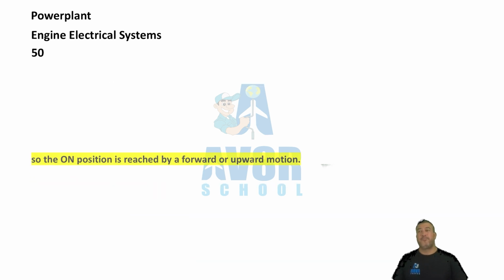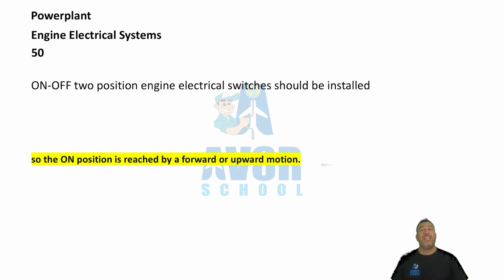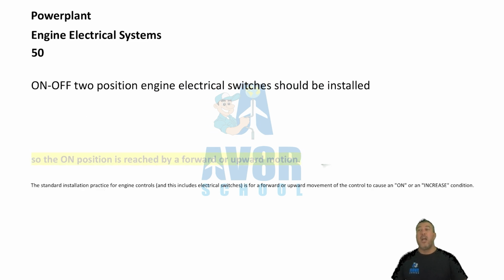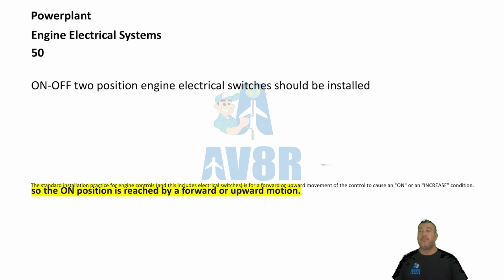Number 50. The on position is reached by a forward or upward motion. On-off two-position engine electrical switches should be installed so that the on position is reached by a forward or upward motion. Very simple.